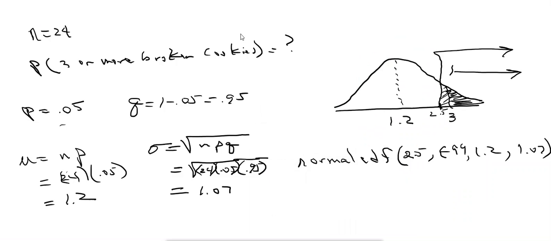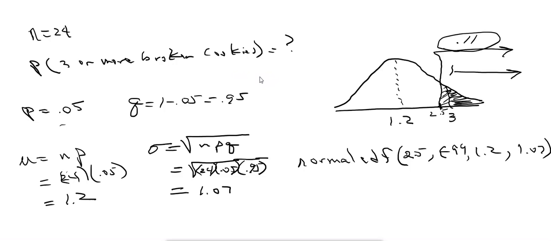So this area up here is 0.11, okay, or 11%. So the probability of 3 or more broken cookies in those bags of 24 means that if this data were true, and you go to the store and randomly pick up one of those bags of cookies, there's about an 11% chance that there would be 3 or more broken cookies in that bag.